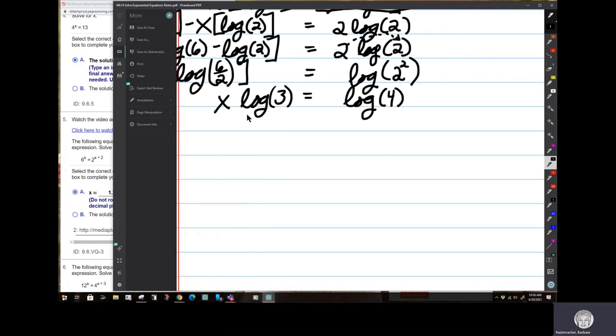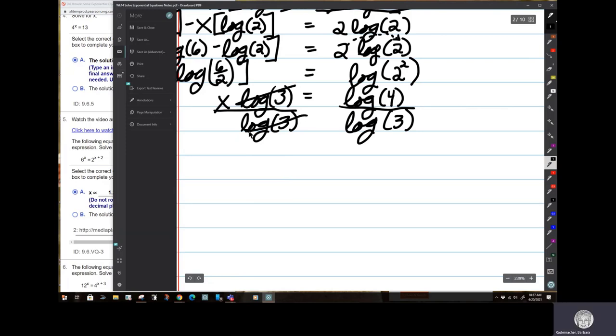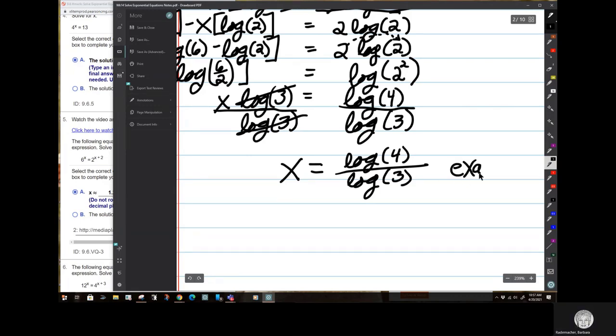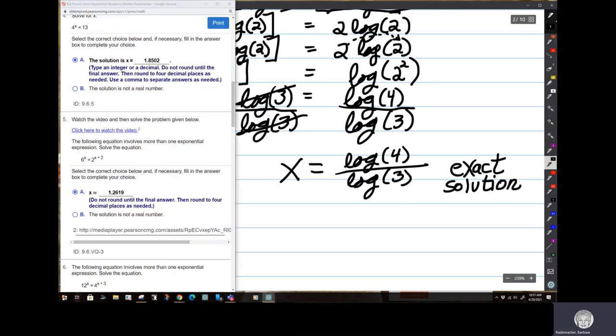Log 3 is a number, log 4 is a number. I'm going to divide both sides of this equation by log 3. Boom, boom. So x equals the log of 4 over the log of 3. And this is the exact solution. Anything else will be an approximation, but in all likelihood, we're being asked for the approximation. Do not round until the final answer.